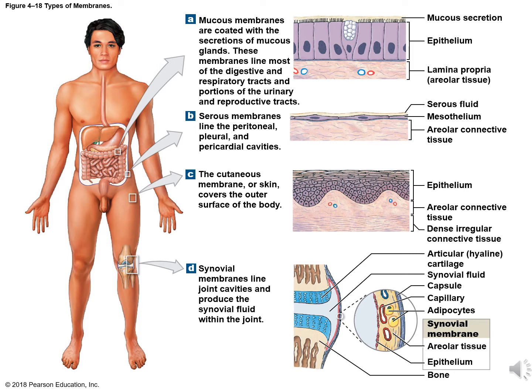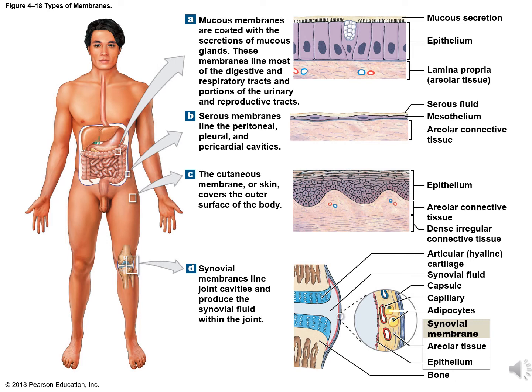This is the only dry membrane that we have. The other three membranes are all wet membranes. And it is made of stratified epithelium with areolar connective tissue and a lower layer of dense irregular connective tissue. And then the fourth membrane are your synovial membranes.